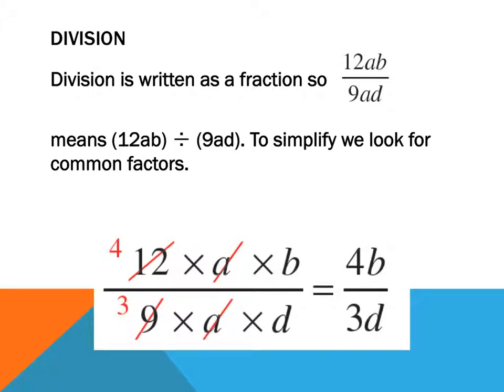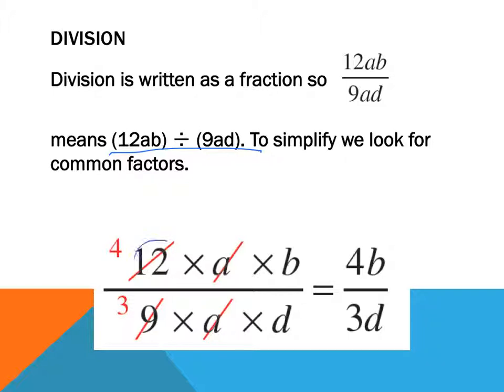Unlike multiplication, division is written as a fraction. So 12ab divided by 9ad is the same as writing that one there. To work that out, how we divide 12ab by 9ad is that we look for common factors.